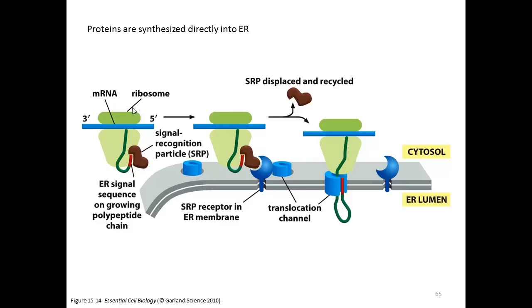For the endoplasmic reticulum, a protein is started to be synthesized out in the cytosol, and as this localization signal for the endoplasmic reticulum emerges from the ribosome, it's bound by this protein called the signal recognition particle. This arrests protein synthesis until this complex can bind to one of the ER translocation channels, and then synthesis will continue, threading the protein into the lumen of the endoplasmic reticulum.